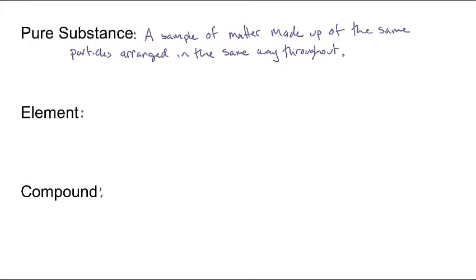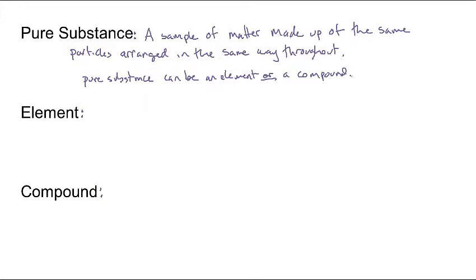Now, this doesn't mean it has to be an element, right? A pure substance can be an element or a compound, but it just has to be the same composition throughout. So, an example of this. Oxygen, if I just had oxygen gas, that would be a pure substance, just made of O2 molecules.